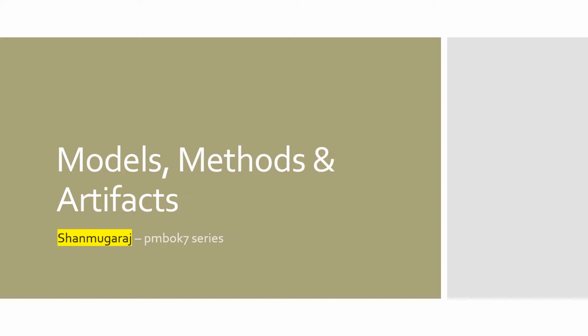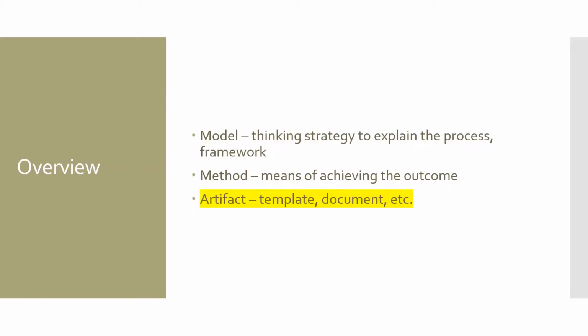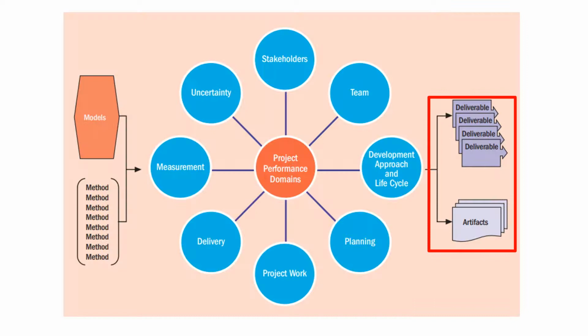This is Shanmuraj. Today I'm continuing my PMBOK series videos on models, methods, and artifacts, which is the fourth major section in the PMBOK 7. We already discussed commonly used models and methods, and we are in the progress of discussing the commonly used artifacts. Artifacts are nothing but your outputs or deliverables, right, which can be tailored based on the project performance domains.